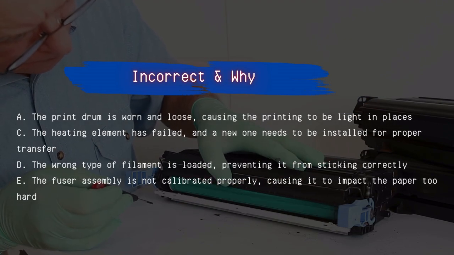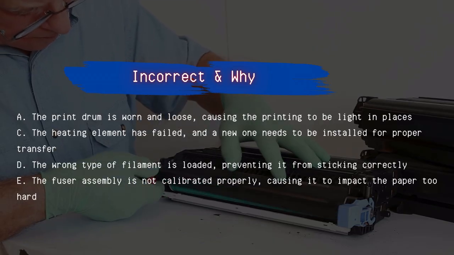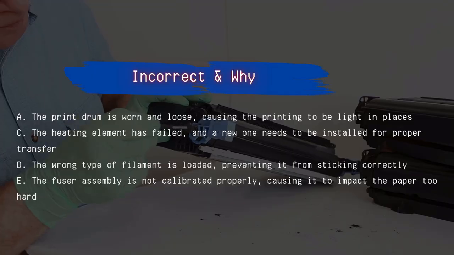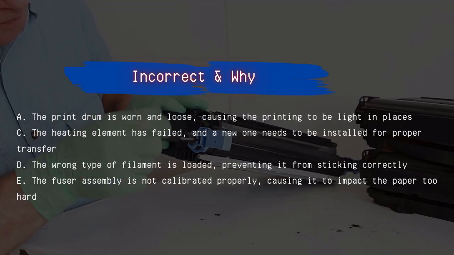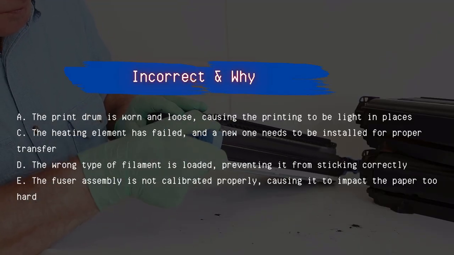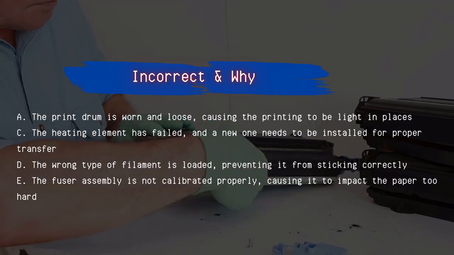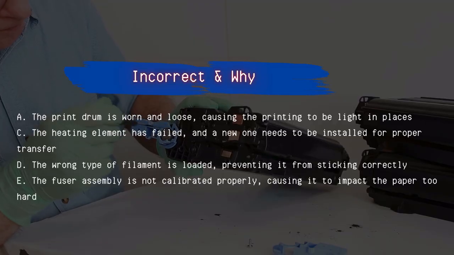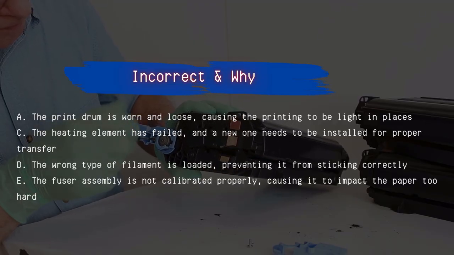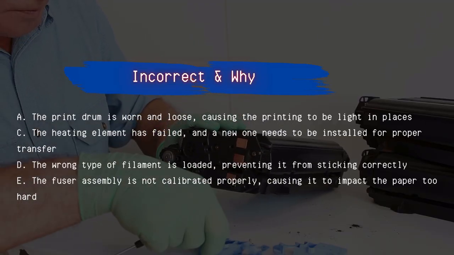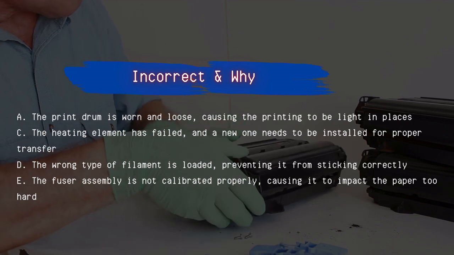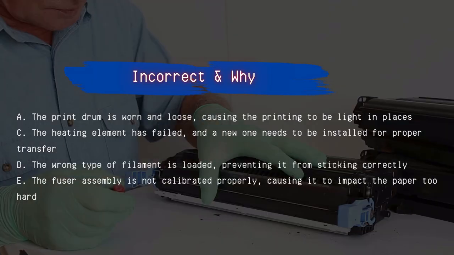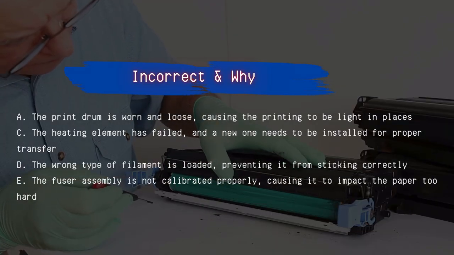Incorrect answers. A. The print drum is worn or loose, causing the printing to be light in places. Now, dot matrix printers do not use a print drum. They use a print head with pins that strike the ribbon to transfer ink onto the paper. C. The heating element has failed and a new one needs to be installed for proper transfer. Dot matrix printers do not use heating elements. This is a feature of thermal printers, not dot matrix.